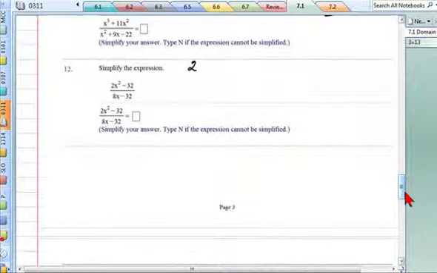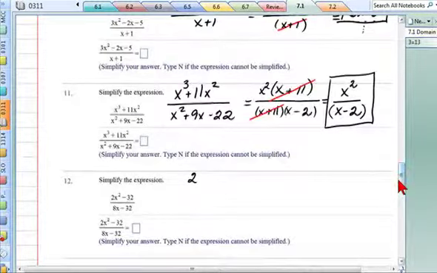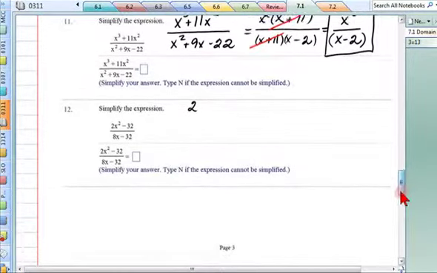Oh, okay. That would not be factorable. You're right. All right.